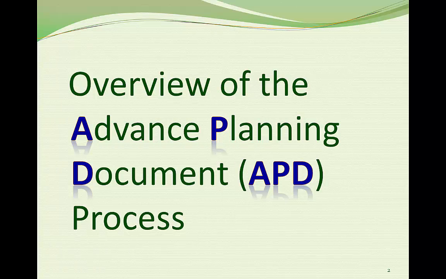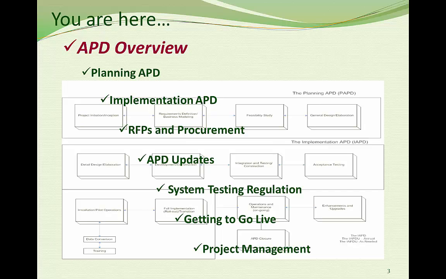Welcome to the overview of the Advanced Planning Document, or APD, process. This presentation is the first in a multi-part series covering the entire Advanced Planning Document process. Together, these presentations cover all the rules and guidance for state agencies to get the approval and the funding that you need from the Food and Nutrition Service to carry out an information system project.